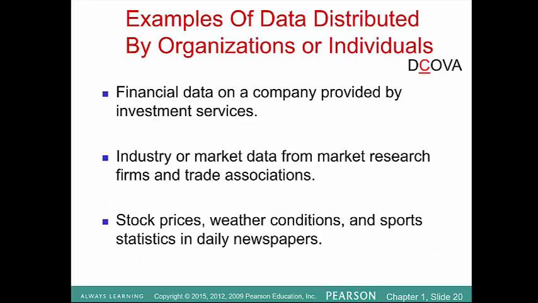Examples of data distributed by organizations or individuals: we have financial data on a company provided by investment services. We have industry or market data from market research firms and trade associations. An example is scanner data, which is collected at the point of sale using the barcode on all the items you buy. Stock prices, weather conditions, and sports statistics in daily newspapers.